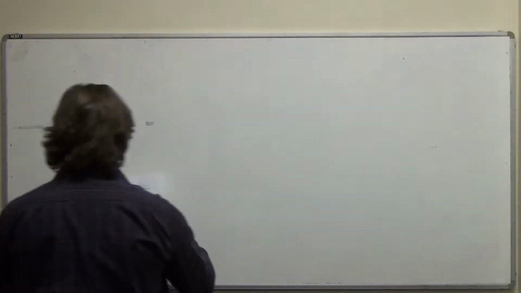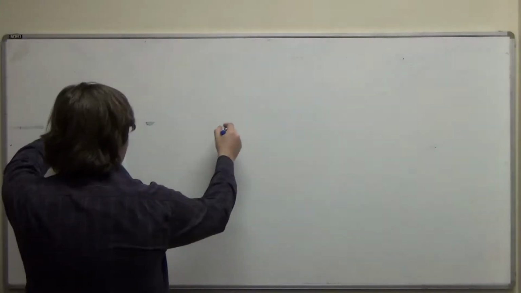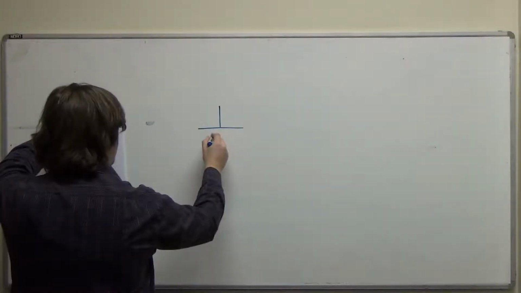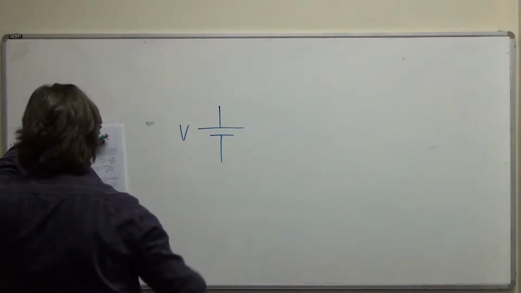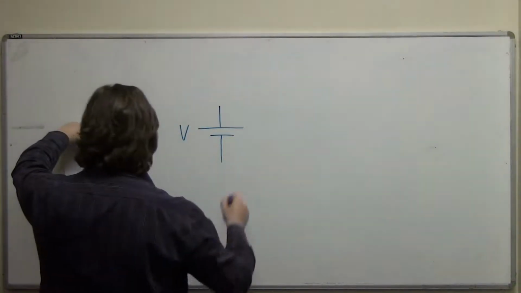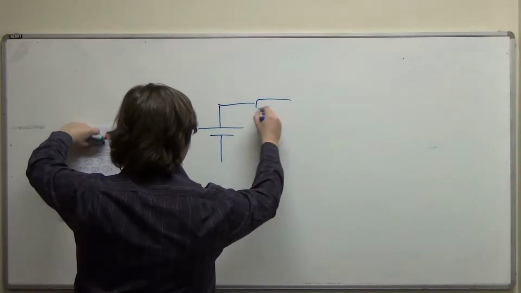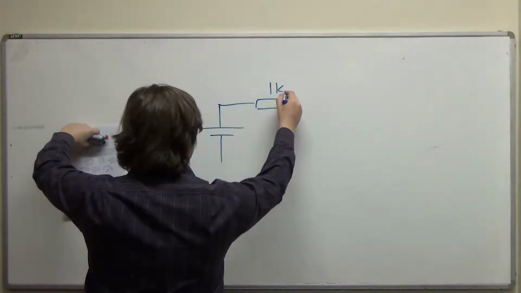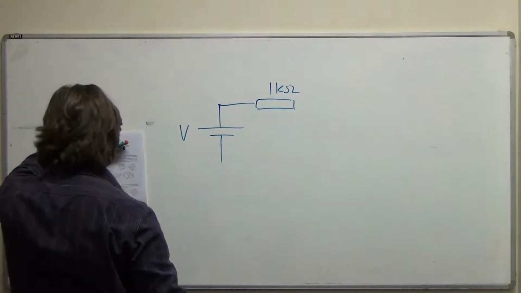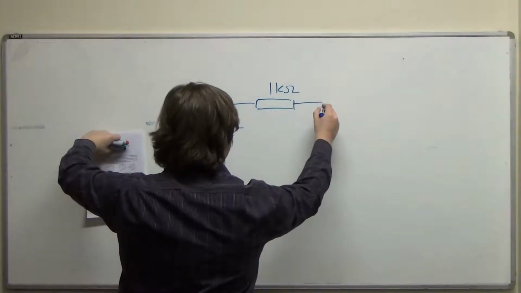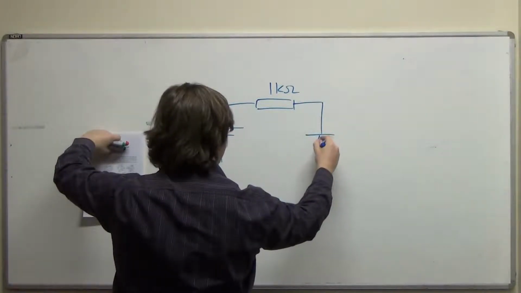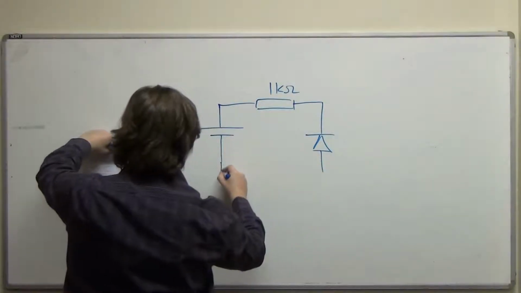And it's a voltage source of V volts, a one kilo ohm resistor in series, and in series again a diode.